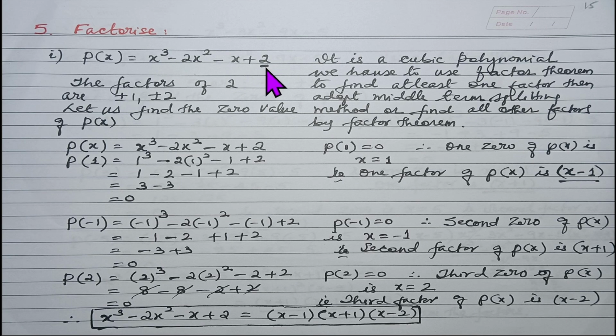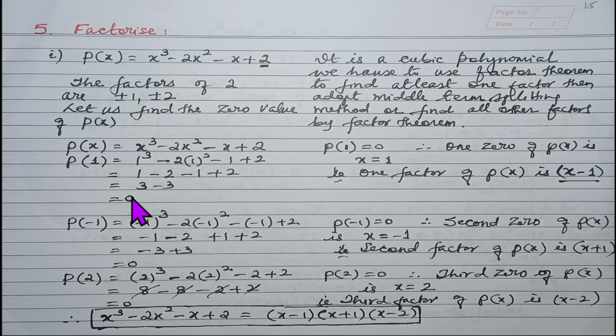Take the factors of 2, find the factors of 2. The factors of 2 are plus minus 1 and plus minus 2. Now put the value of x as plus 1, minus 1, plus 2, minus 2, and find out which of them will give you the value of the polynomial as 0. Now let us start with 1. When I take x as 1, I get 0.